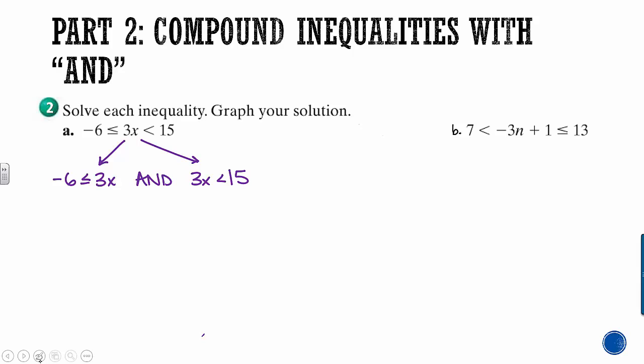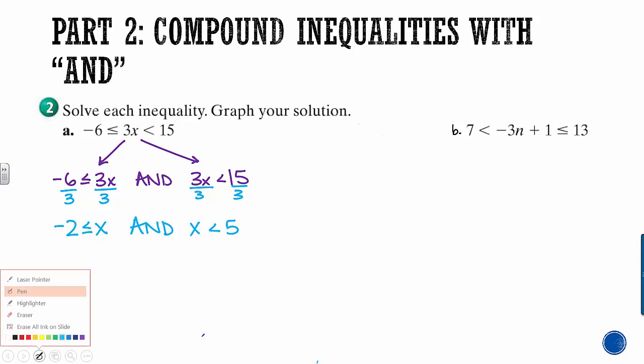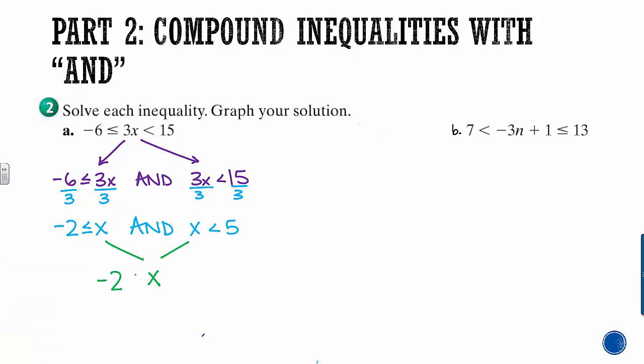Then all we have to do is solve it, just like we would any other system. So divide by 3, divide by 3. We get -2 is less than or equal to x, and if we do the same thing on this one, we get x is less than 5. Now these two answers we can combine again and rewrite with x in the middle. We got -2 and 5. So there's our compound inequality.